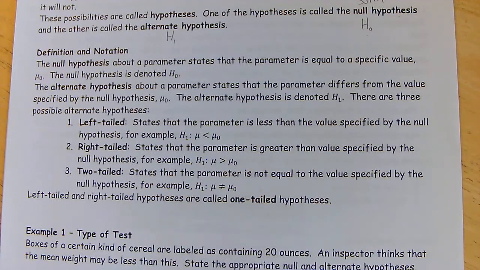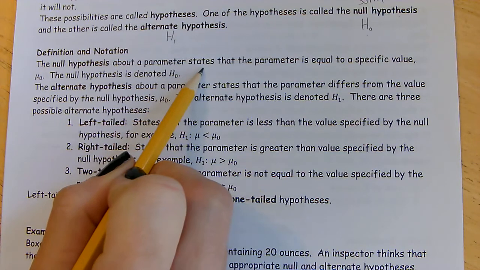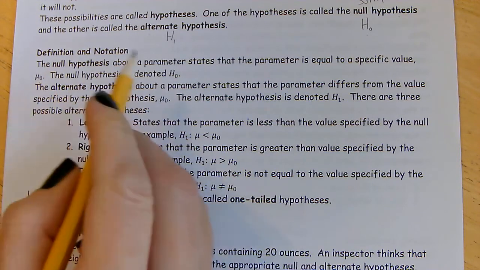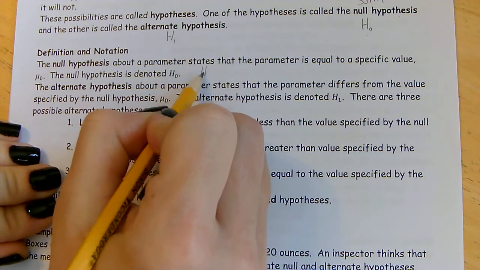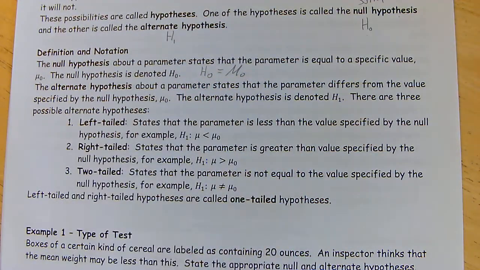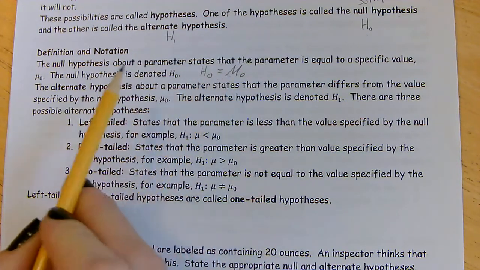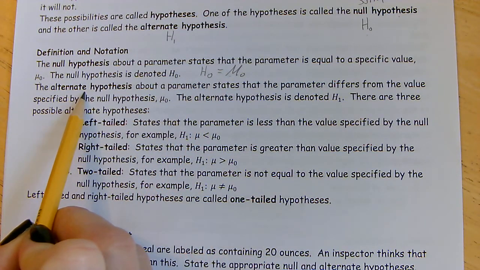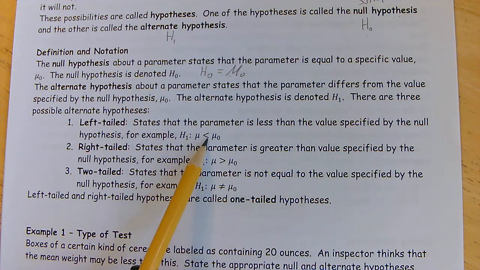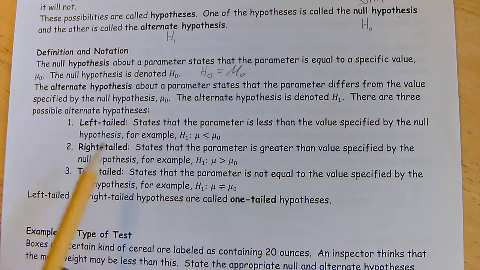So definition and notation. The null hypothesis about a parameter states that the parameter is equal to a specific value. We are going to be doing hypothesis tests around a population mean. So the null will always be that it's equal to whatever the population mean that they claim. And then our alternate hypothesis will state, hey, we believe it's less than, or we believe it's greater than that value, or we believe it's not equal to that value. So there's three types of hypothesis tests that we'll be creating.